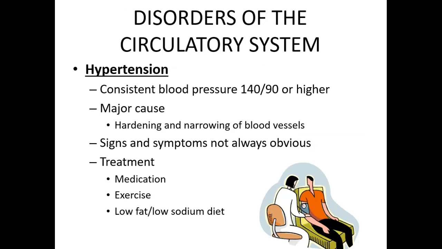Hypertension. Now, hypertension is not a one-time elevated blood pressure reading. It is consistent. It's multiple visits or multiple readings where the blood pressure is elevated, 140 over 90 or higher. A major cause of this is hardening or narrowing of the blood vessels. So that can happen through a process of time where the vessels become stiff, or there can be plaque buildup in there that can make it very narrow for the blood to push through.